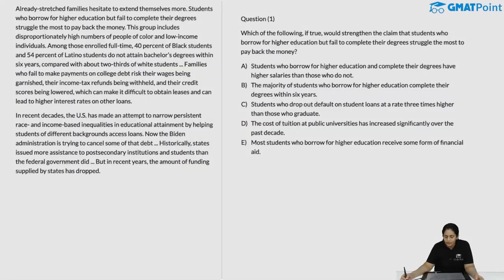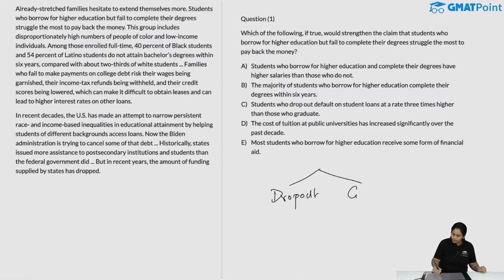The first question is, which of the following, if true, would strengthen the claim that students who borrow for higher education but fail to complete their degrees struggle the most to pay back the money? So we are saying the claim is that if you drop out from college, you are much more likely to struggle paying back the educational loan than if you actually get the degree. That claim has been made, and we have to see which one actually bolsters the claim. So essentially, between two groups, those who drop out and those who graduate, we have to be able to show that this group has much more difficulty paying back the loan than the ones who graduate as such.